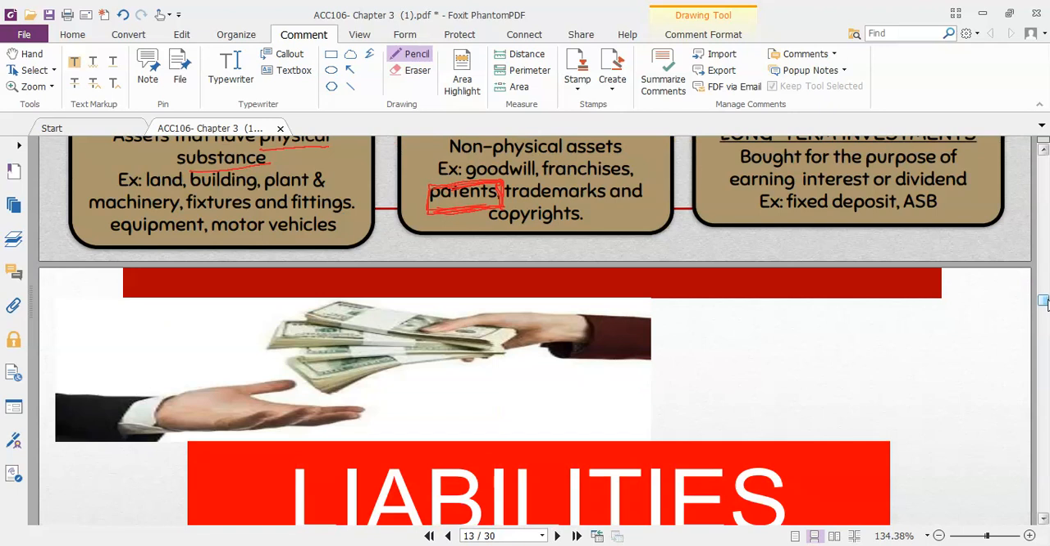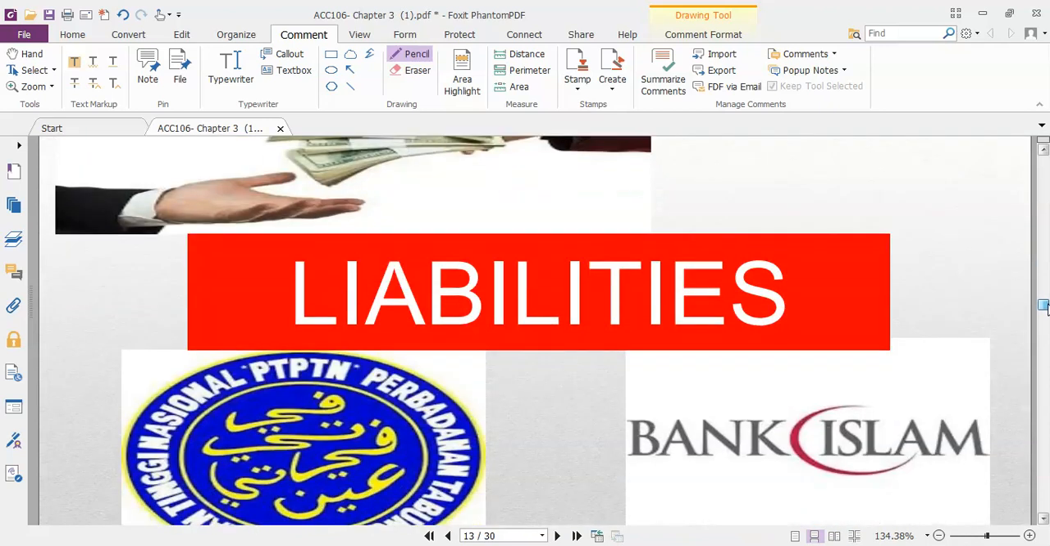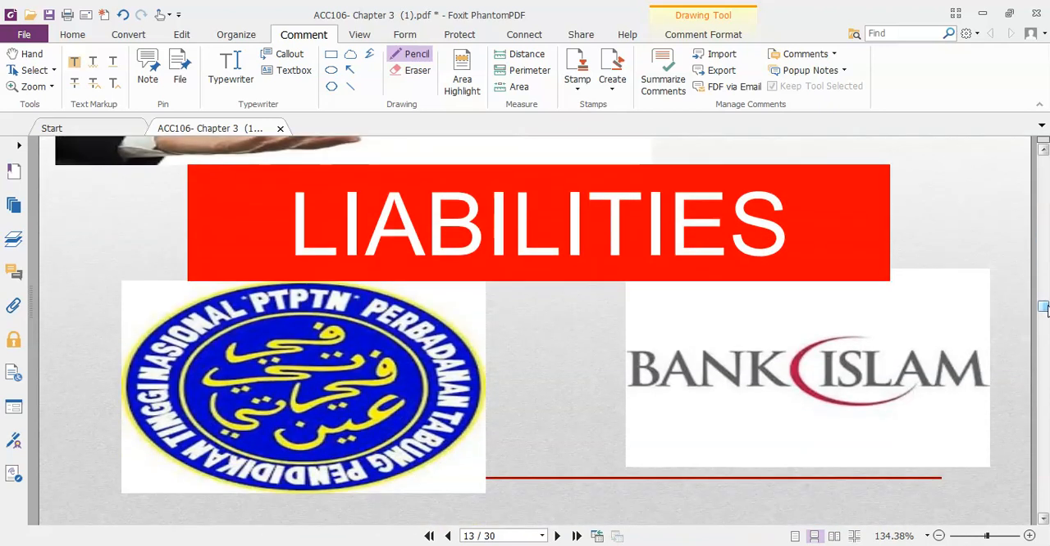So let's move to liabilities. Okay. So what is liabilities? Can you see the image start liabilities? Nampak tak apa yang ada dekat logo apa tu dekat bahagian liabilities? Yang ni apa ni? Logo apa ni, kelas?